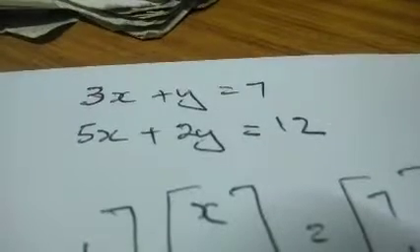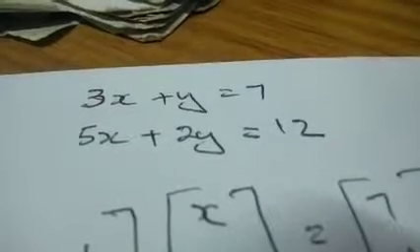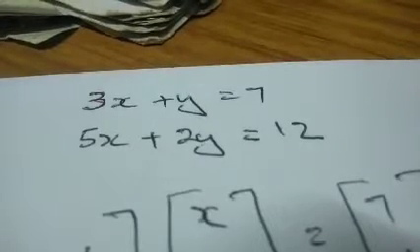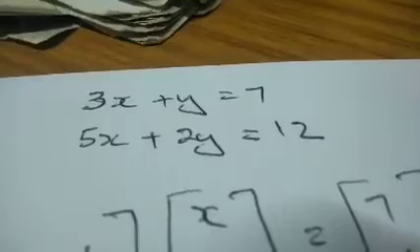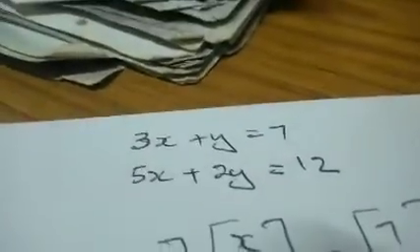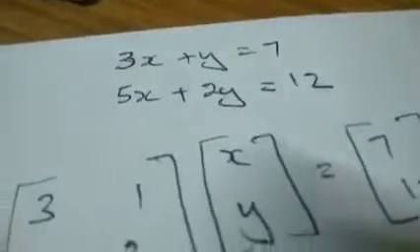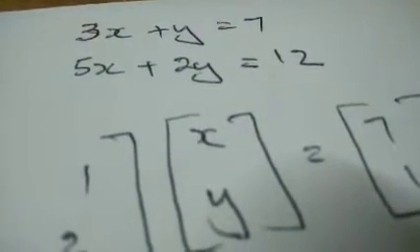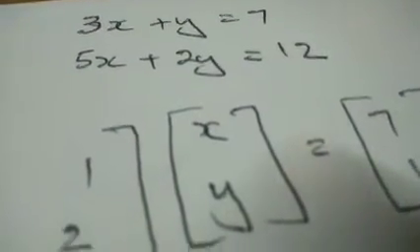Welcome to our lesson. Today we want to solve simultaneous equations using the matrix method. Our first equation is 3x + y = 7, and the second is 5x + 2y = 12.